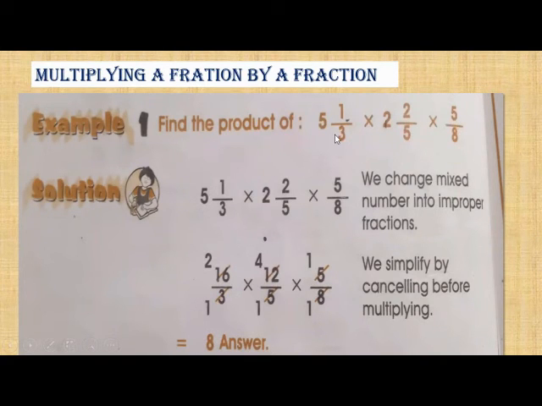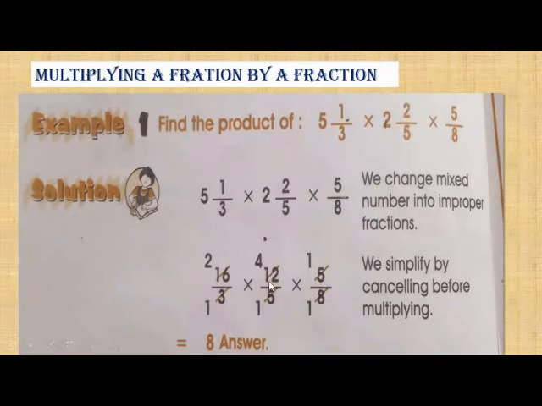This question is in mixed numbers. In the first step, we change the mixed numbers into improper fractions. Now convert: 3 fives are 15, 15 plus 1 is 16 upon 3, multiplied by 5 twos are 10, 10 plus 2 equals 12 upon 5, multiplied by 5 upon 8.